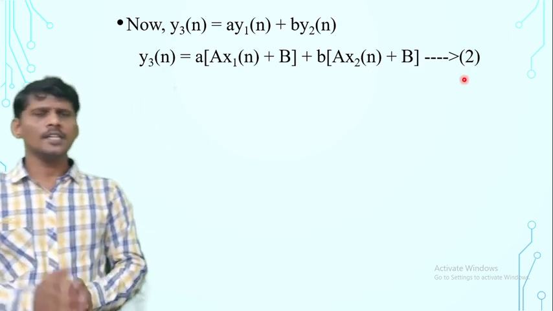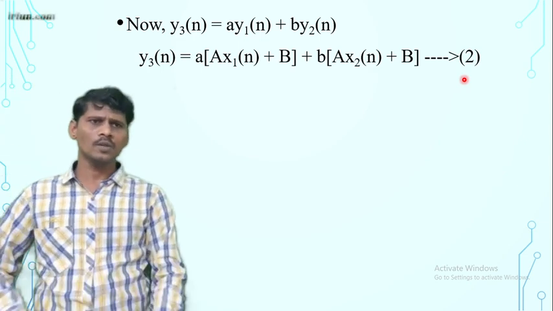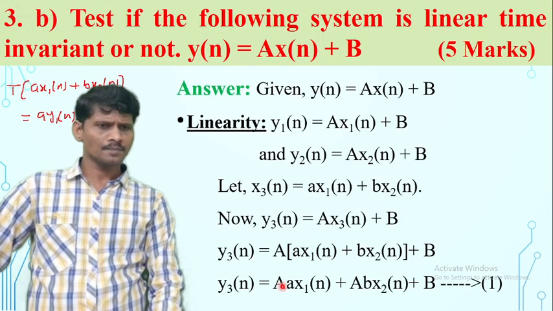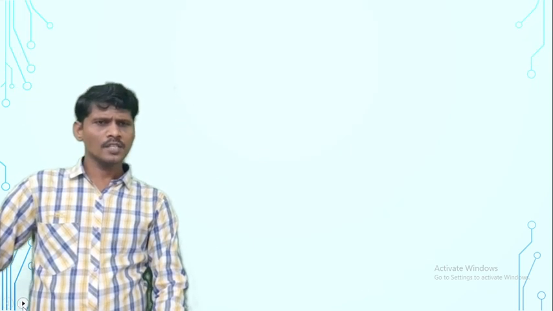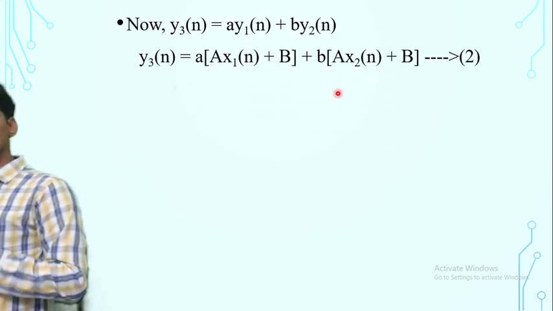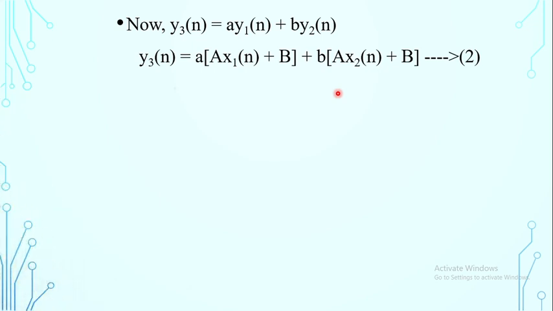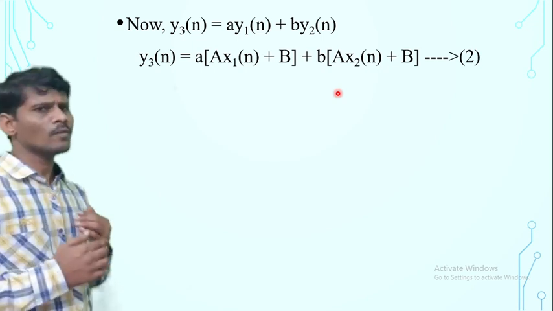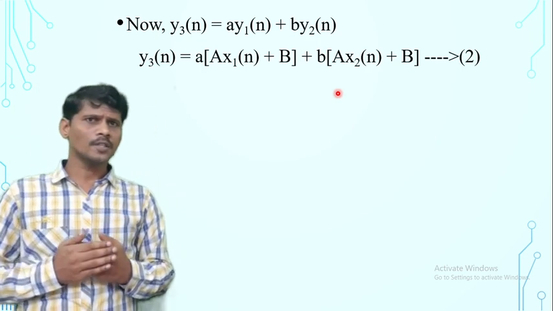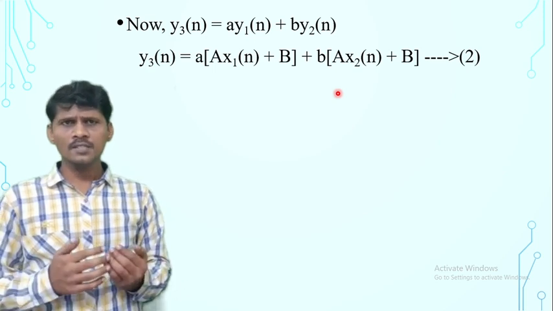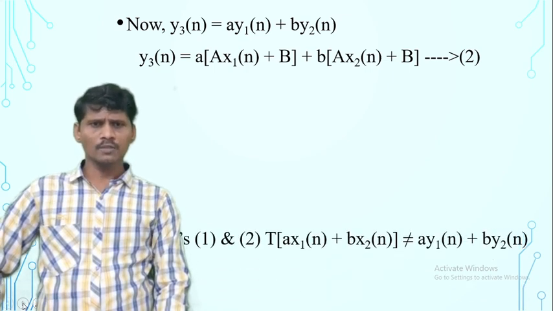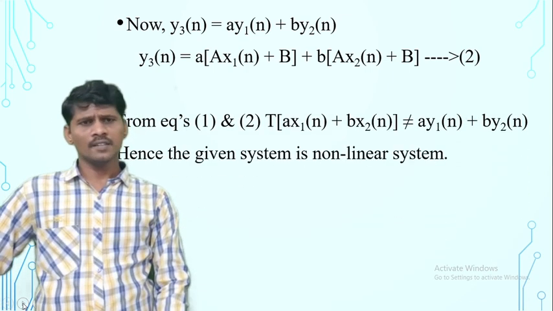So comparing equation 1 and equation 2, what is equation 1? This is equation 1. And this is equation 2. Comparing these two equations, the transformation of a x1 of n plus b x2 of n is not equal to a y1 of n plus b y2 of n. So here the superposition principle is not satisfied. Hence, the given difference equation is a non-linear system.